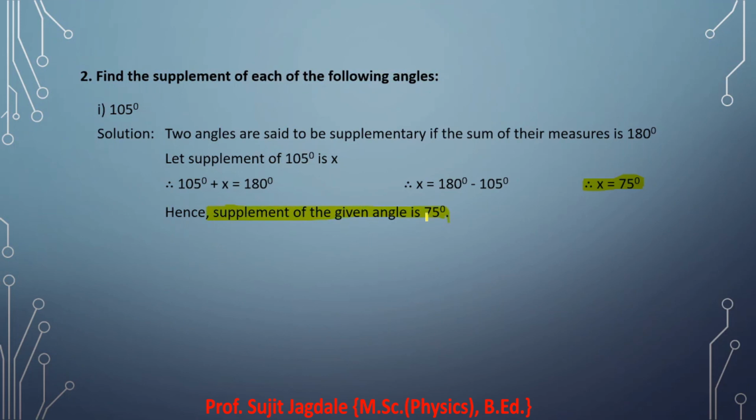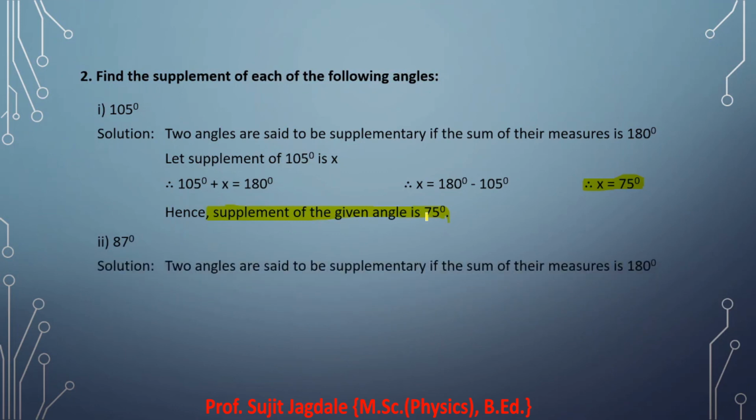Now in the same way, the second question is 87 degrees. Again we have to find the supplement of this 87 degrees. Two angles are said to be supplementary if the sum of their measures is 180 degrees. Now let the supplement of 87 degrees be x. So we get 87 degrees plus x equals 180 degrees.